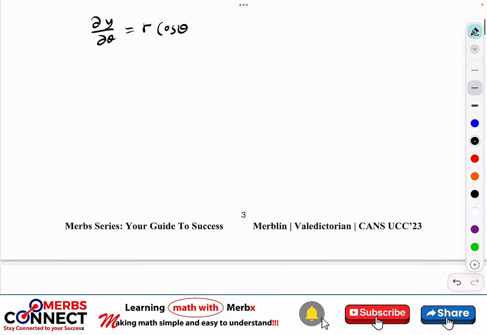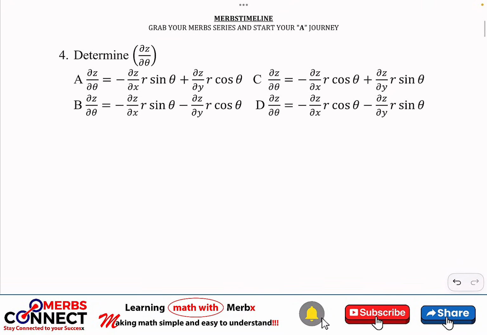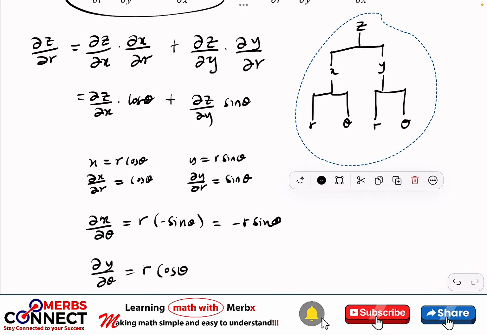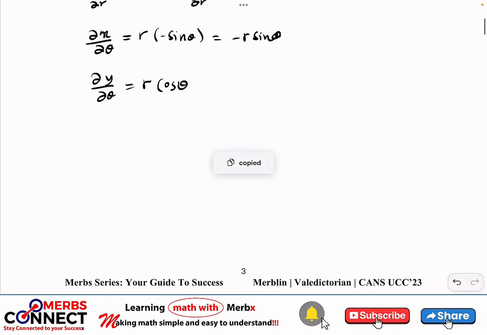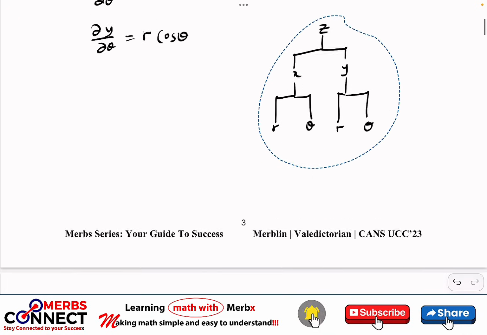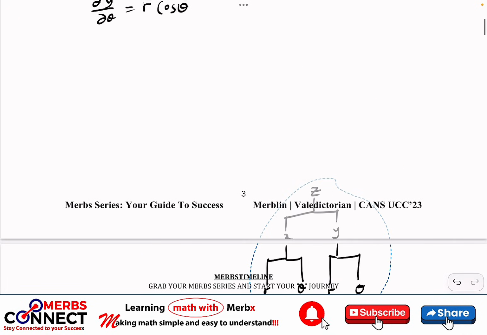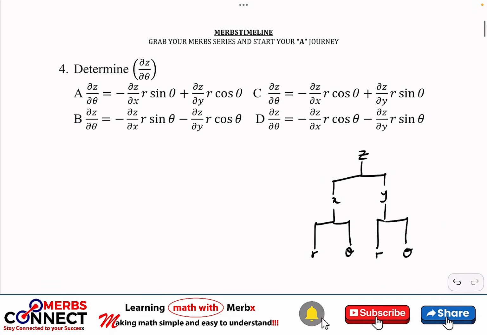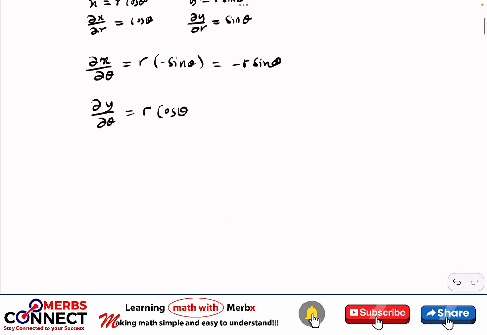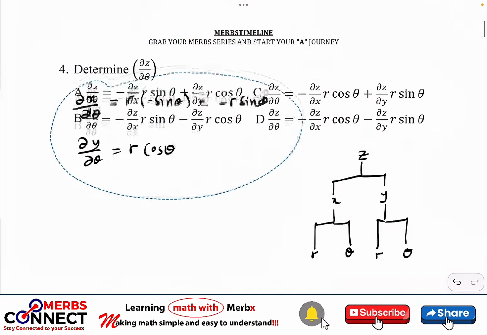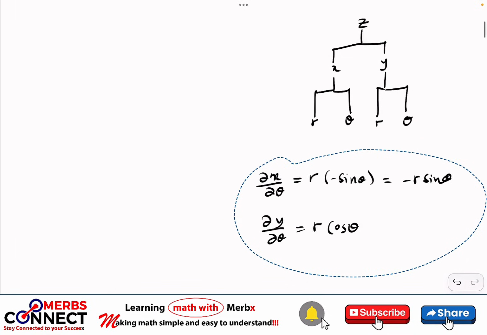So let's go to question 4. Question 4, we want to differentiate this with respect to theta. So let me bring my information down here so that we will see what we need to do. Let's bring this diagram again. Then we need these two too. Let's send them down there because we need them. Great. Let me just put this here.